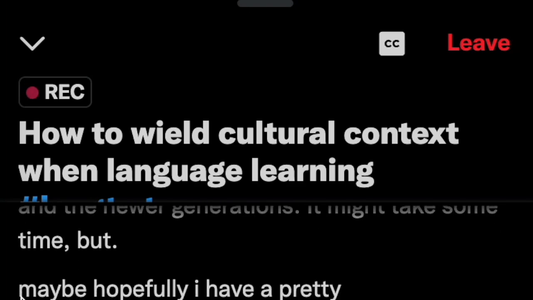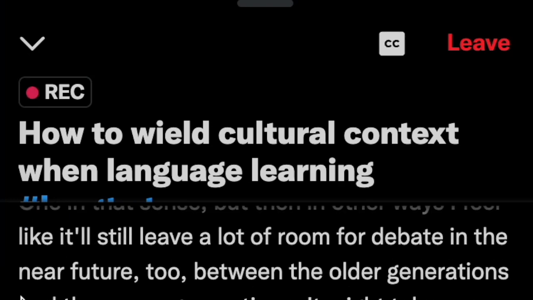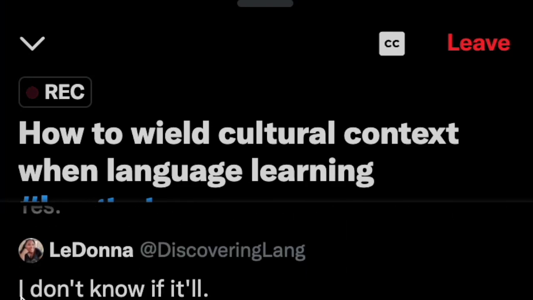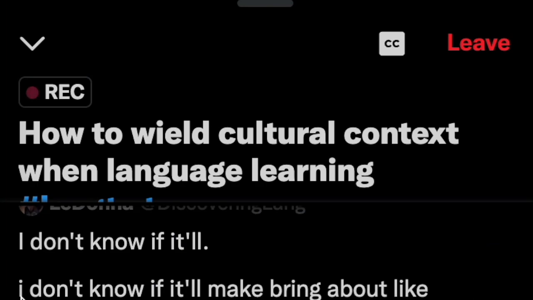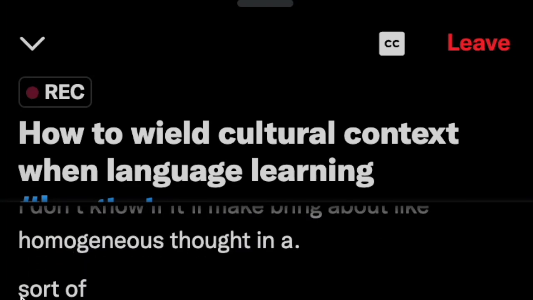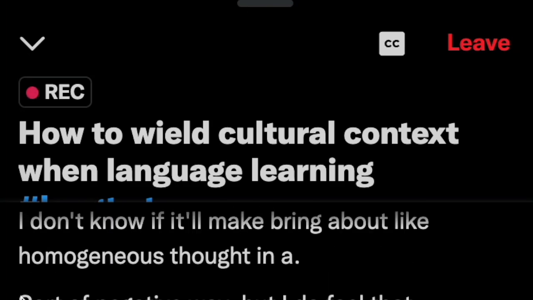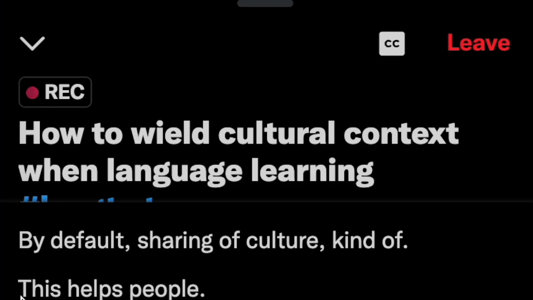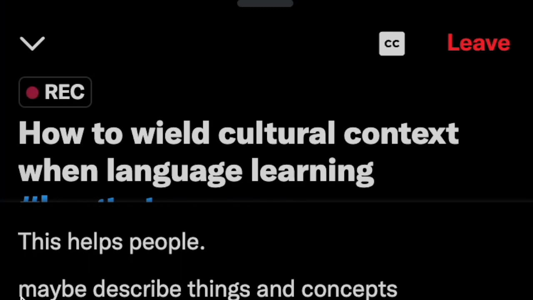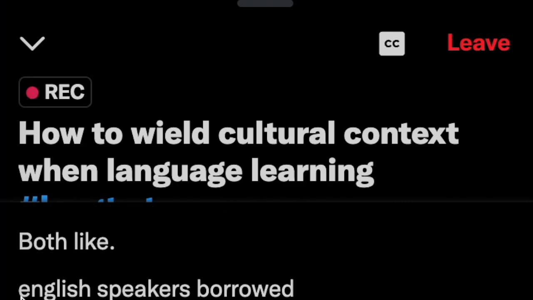I have a pretty neutral opinion on that, actually, but I do see it. I don't know if it'll bring about homogenous thought in a sort of negative way, but I do feel that sharing of language and then, kind of by default, sharing of culture has helped people maybe describe things and concepts in a way that they weren't able to before, both English speakers borrowing from other cultures and vice versa.